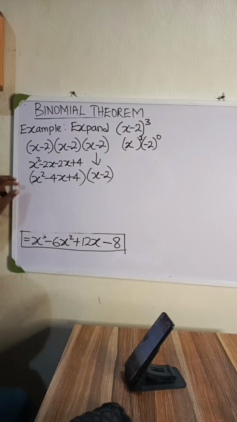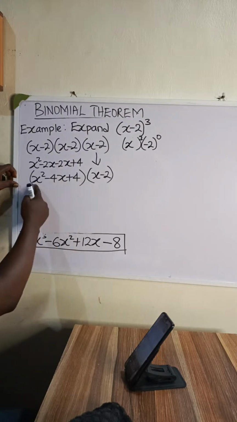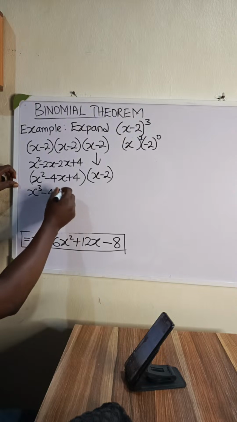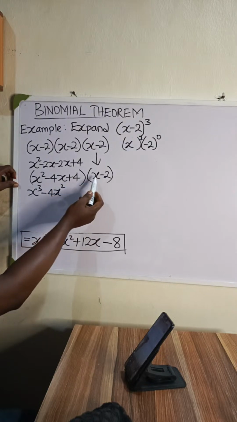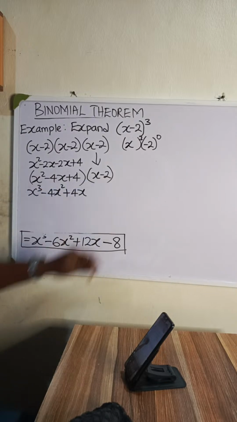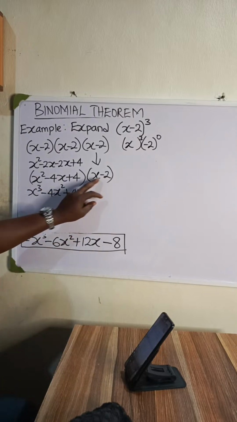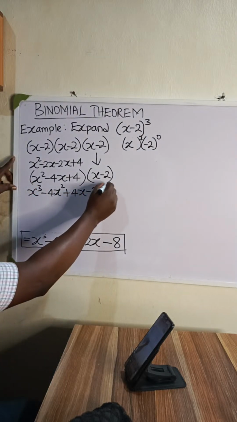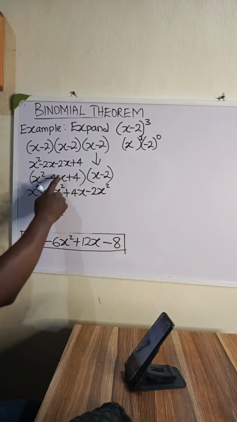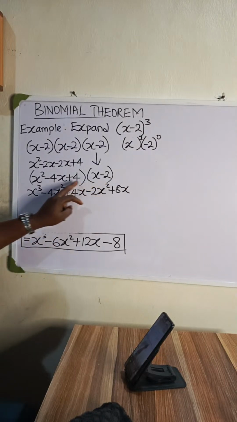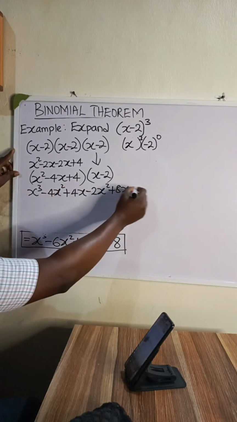So now we use this to multiply this. X multiplied by x squared gives us x cubed. X multiplied by minus 4x gives us minus 4x squared. X multiplied by plus 4 gives us plus 4x. We are done with x. We go to minus 2. Minus 2 times x squared gives us minus 2x squared. Minus 2 times minus 4x gives us plus 8x. Minus 2 times plus 4 gives us minus 8.